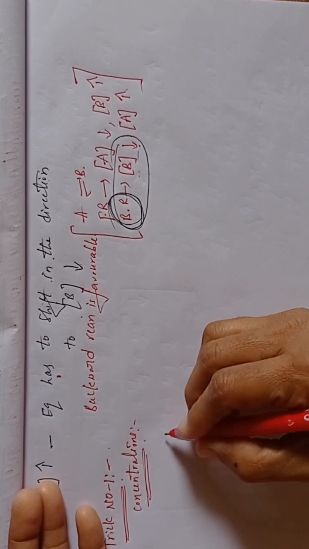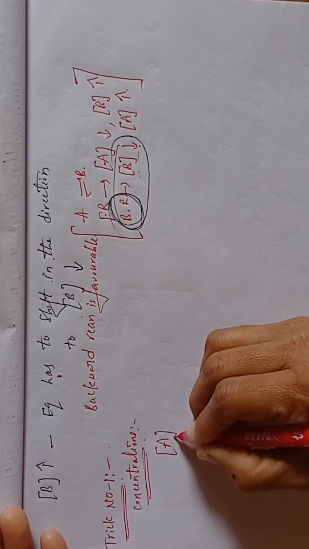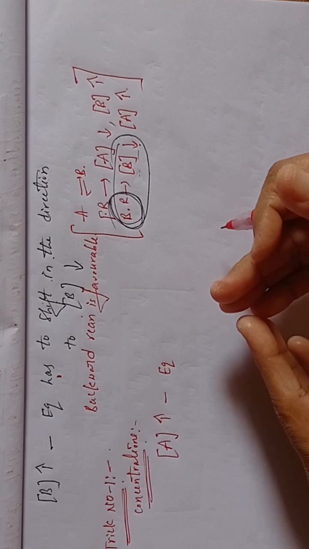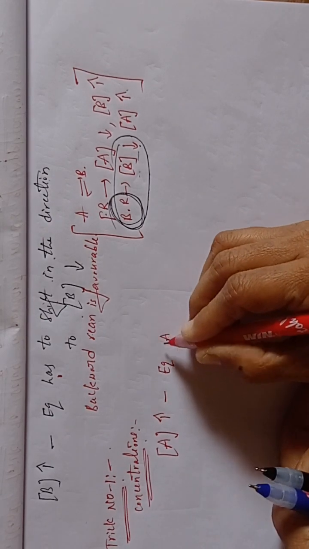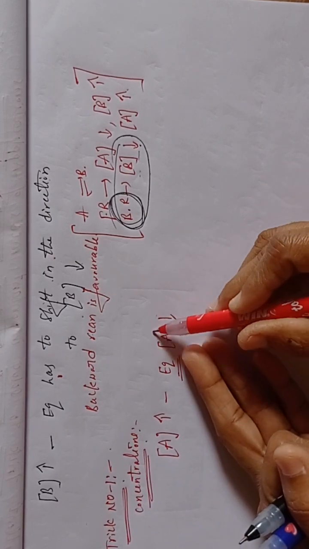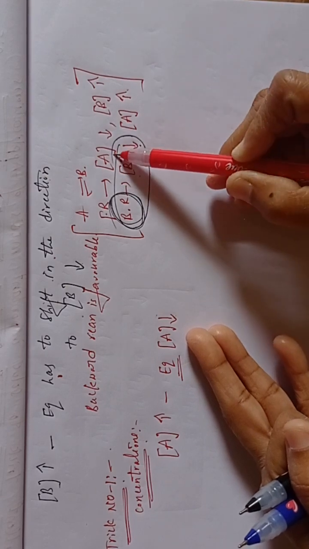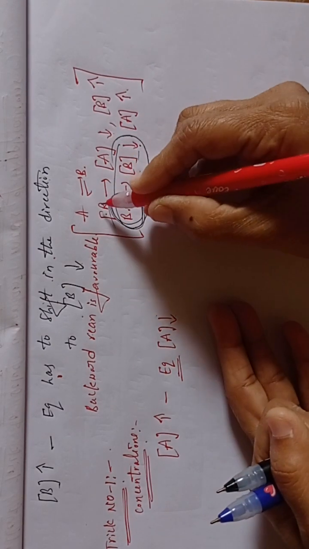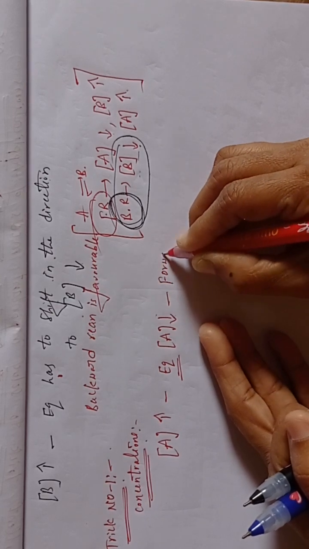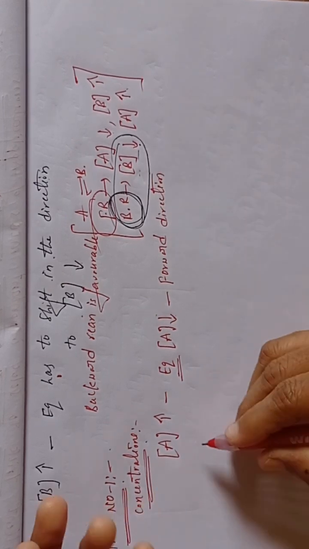See here. An increase in the concentration of the reactant, then equilibrium shifts in the direction to decrease the concentration of the reactant. In which direction does the reactant concentration decrease? Reactant A concentration decreases in the forward direction. So that's why it favors the forward direction. Are you clear? That you have to remember.